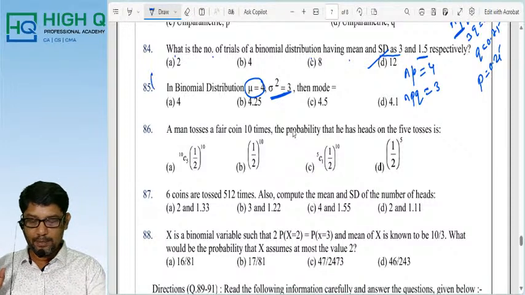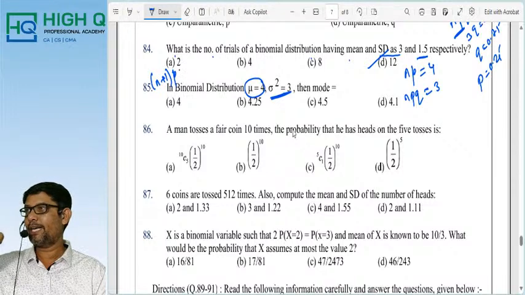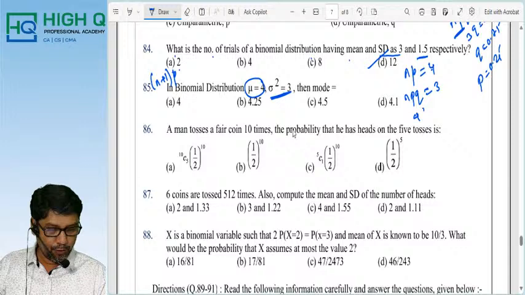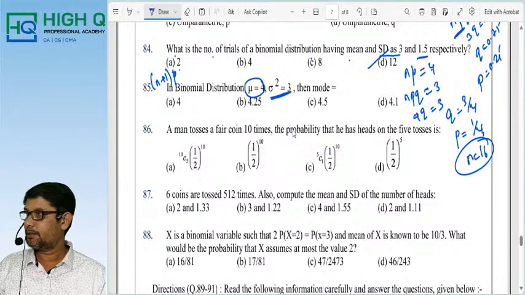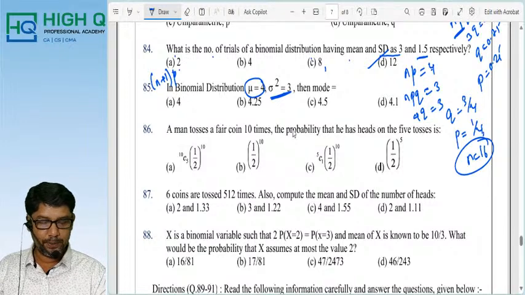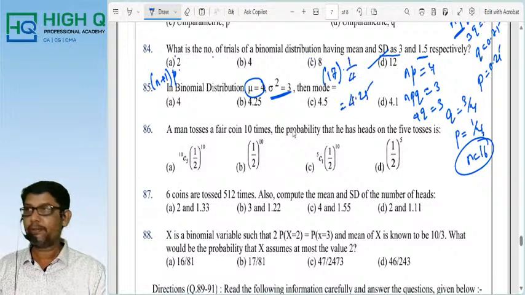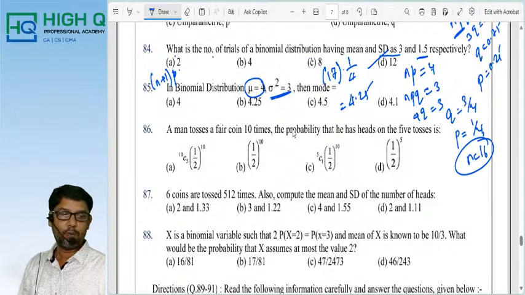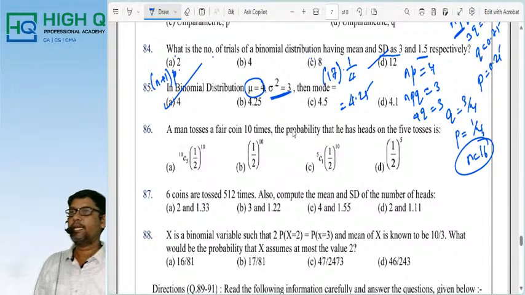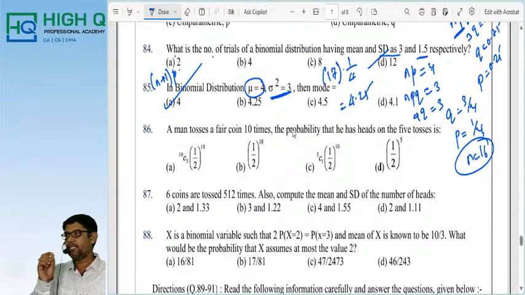What is the mode formula, my dear? N plus 1 into P. I have to find out N. NP is 4, NPQ is 3, so Q is 3 by 4, P is 1 by 4. Substitute here. N equal to 16. Now mode, N plus 1 into P, 17 into 1 by 4, 4.25. What is the answer here? 4 is the right answer. I told you, right? When they are non-integer, exactly one mode you will get. When they are integer, there are two modes.